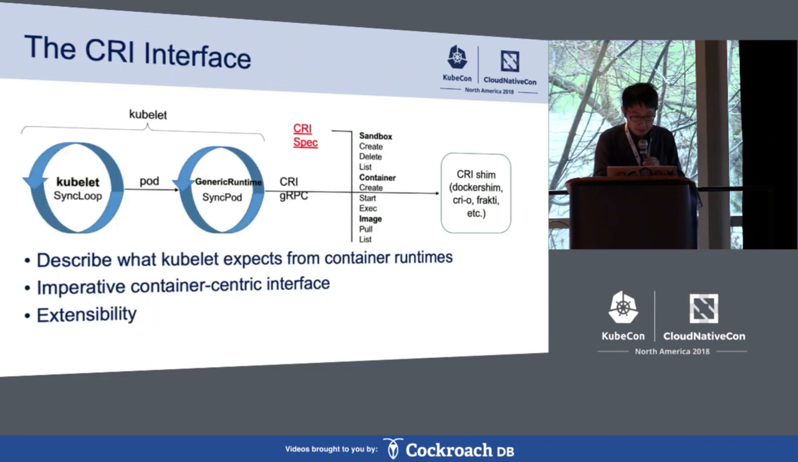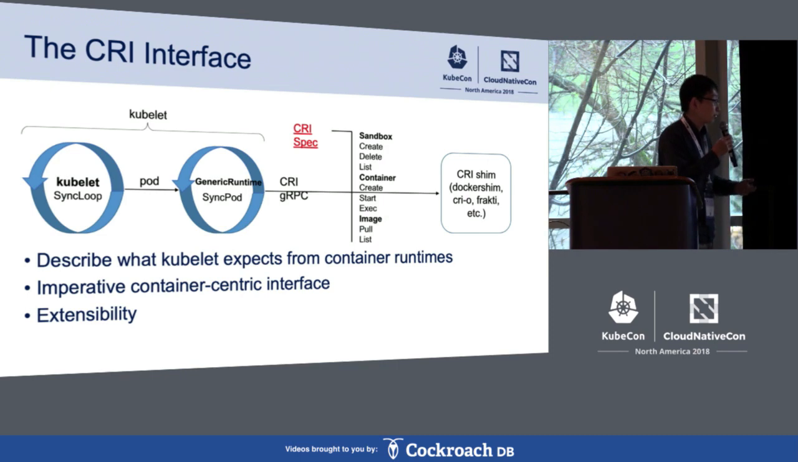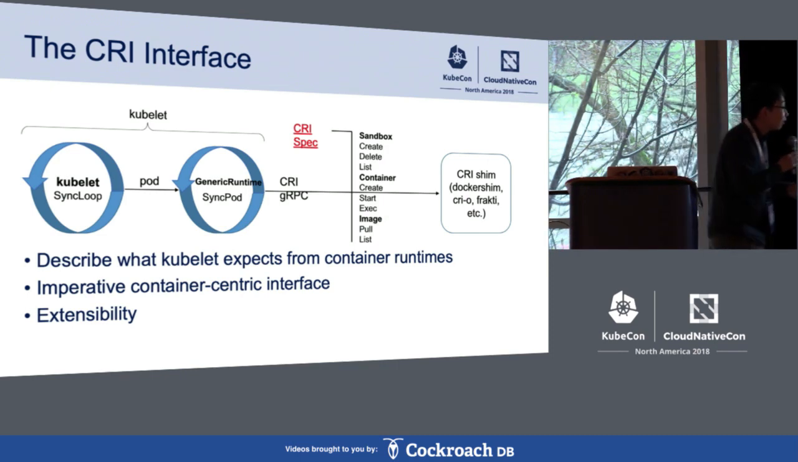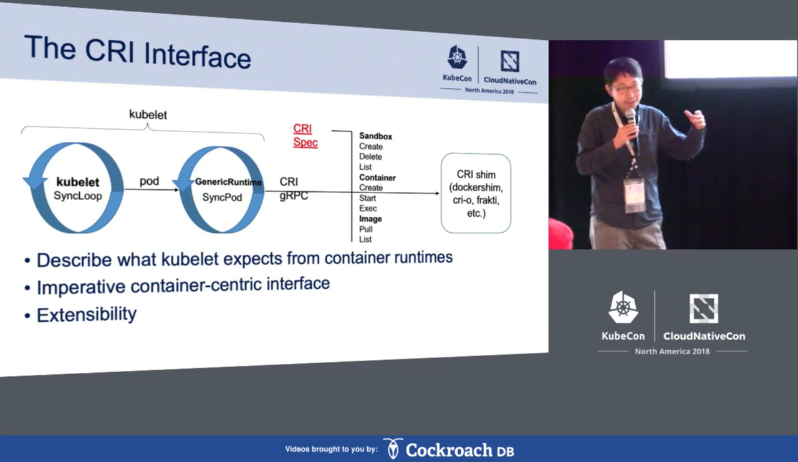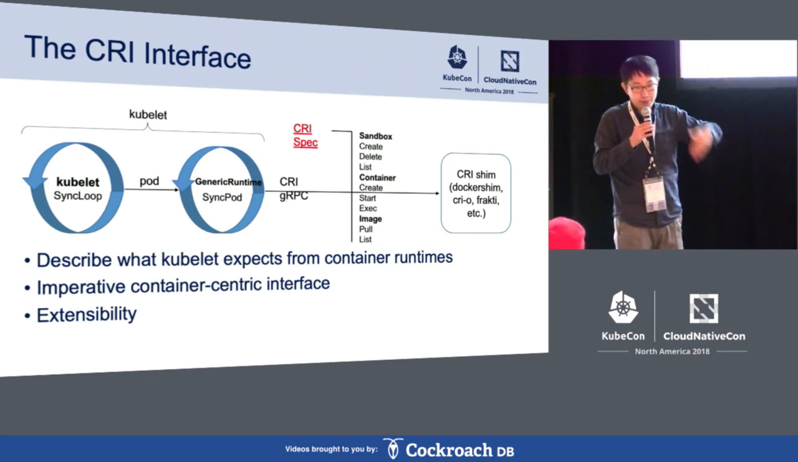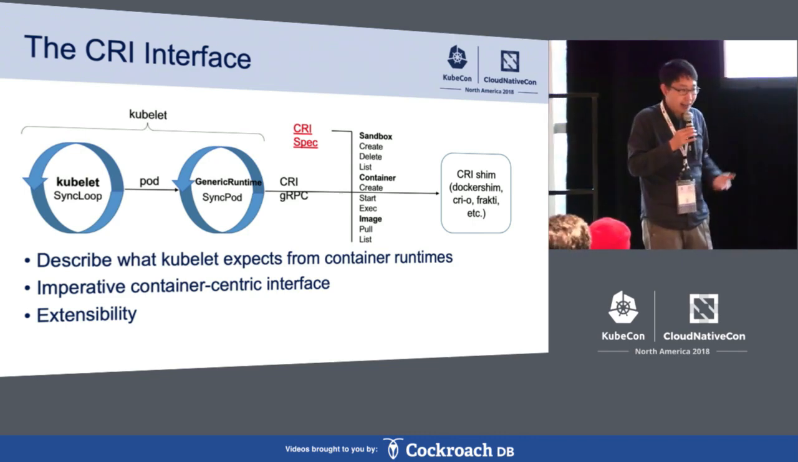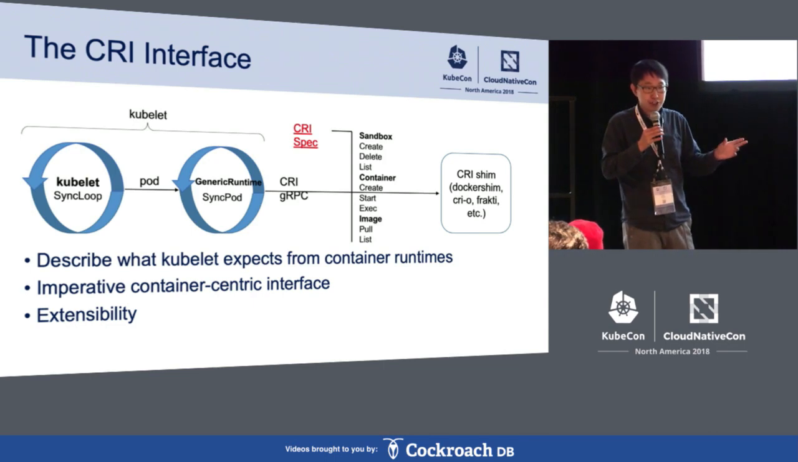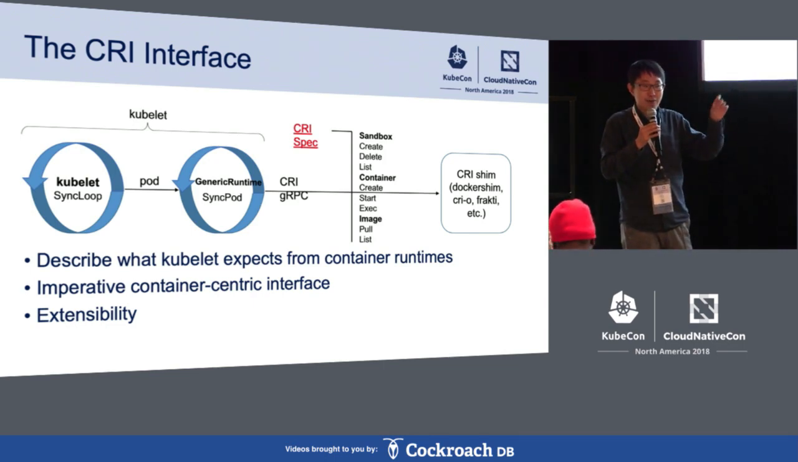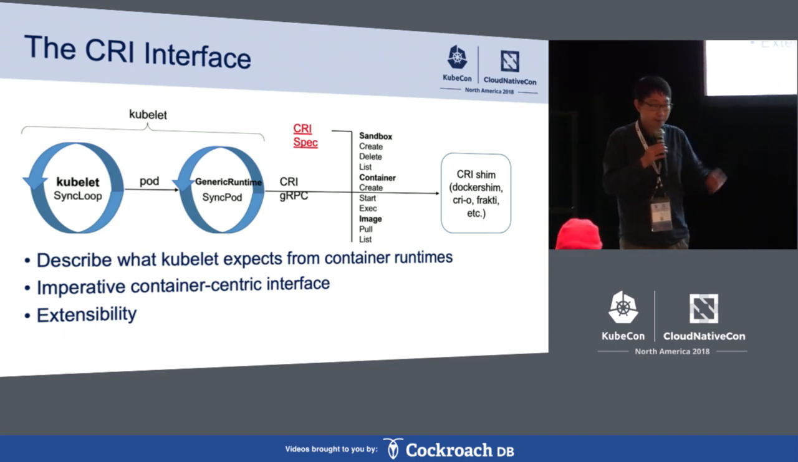So I will give you a little bit more detail about how CRI design works. In Kubernetes, the kubelet is actually a cycle loop. The cycle loop means it is an infinite loop. It just continues running and running. And what is Kubernetes running this loop to do? It actually watches the change of pods in the API server, aka in etcd.